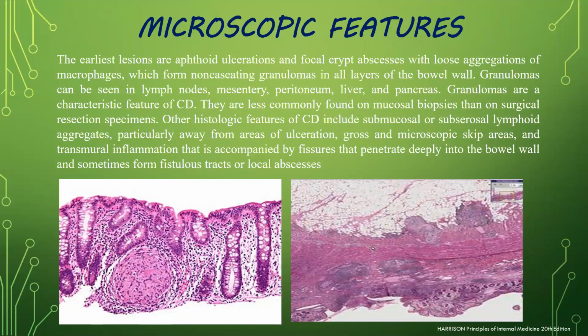They are less commonly found in mucosal biopsies than in surgical resection specimens. Other histologic features of Crohn's include submucosal and subserosal lymphoid aggregates, particularly away from areas of ulceration, gross and microscopic skip areas, and transmural inflammation that is accompanied by fissures that penetrate deeply into the bowel wall and sometimes form fistulous tracts and local abscesses.